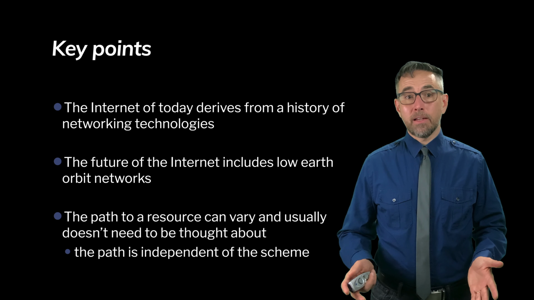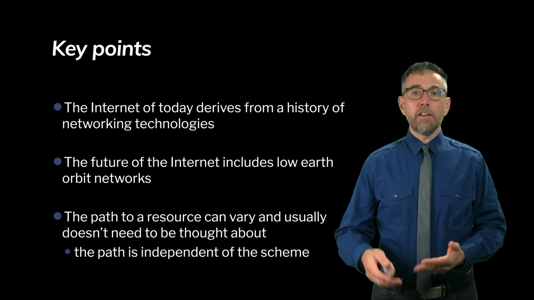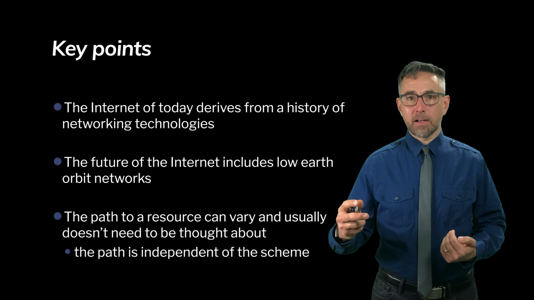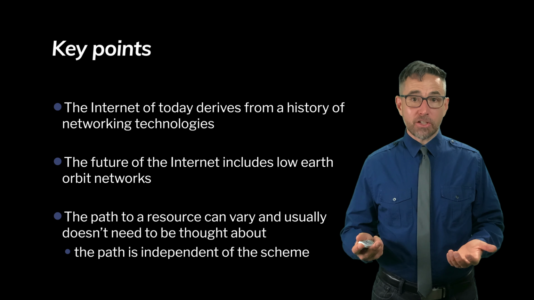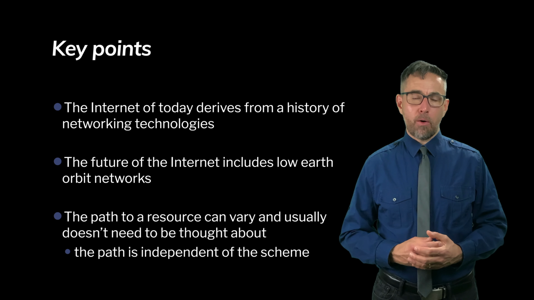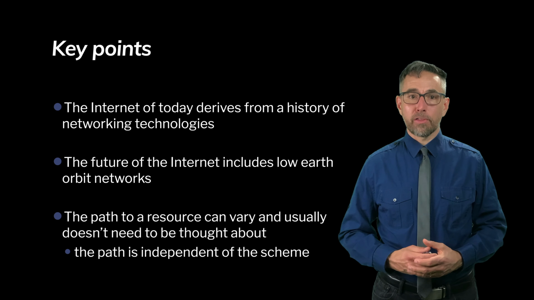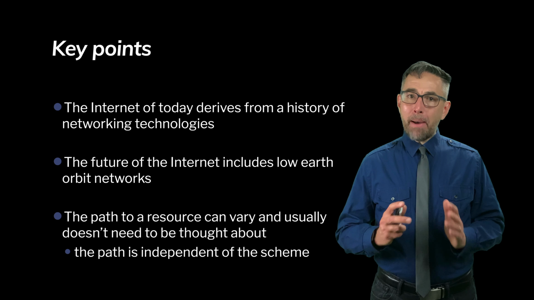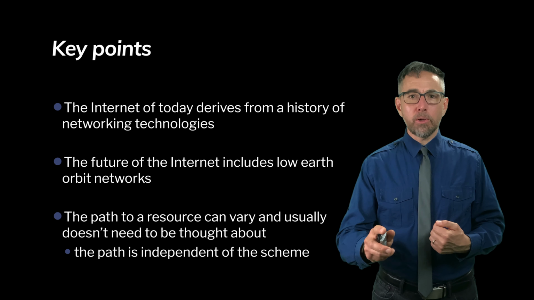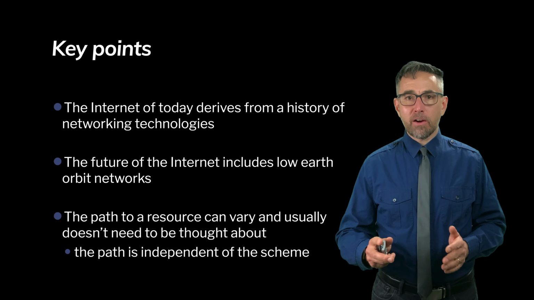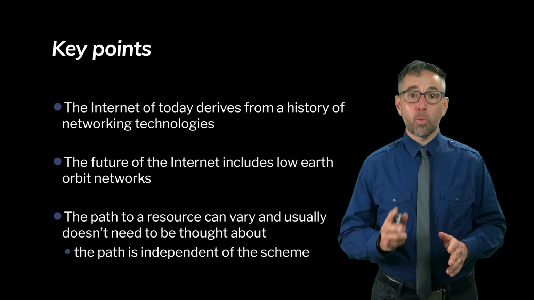So our key points. The internet of today derives from a history of networking technologies. And if you understand the background of our networking technologies, it helps to explain how we got to where we are today with our packet-switched, dynamic, resilient networks. The future of the internet is going to include a radical new change in low Earth orbit satellite networks. But the path that your particular communication takes from an origin computer to a remote computer may vary. And it may vary by going through landlines or orbital connections. It might travel through wires or wireless connections.